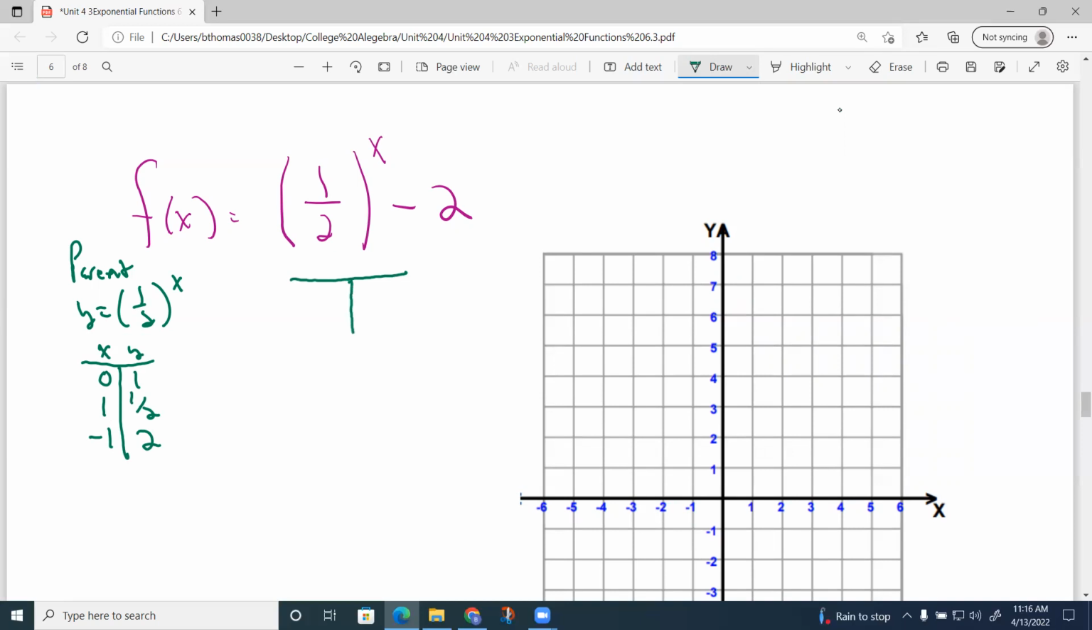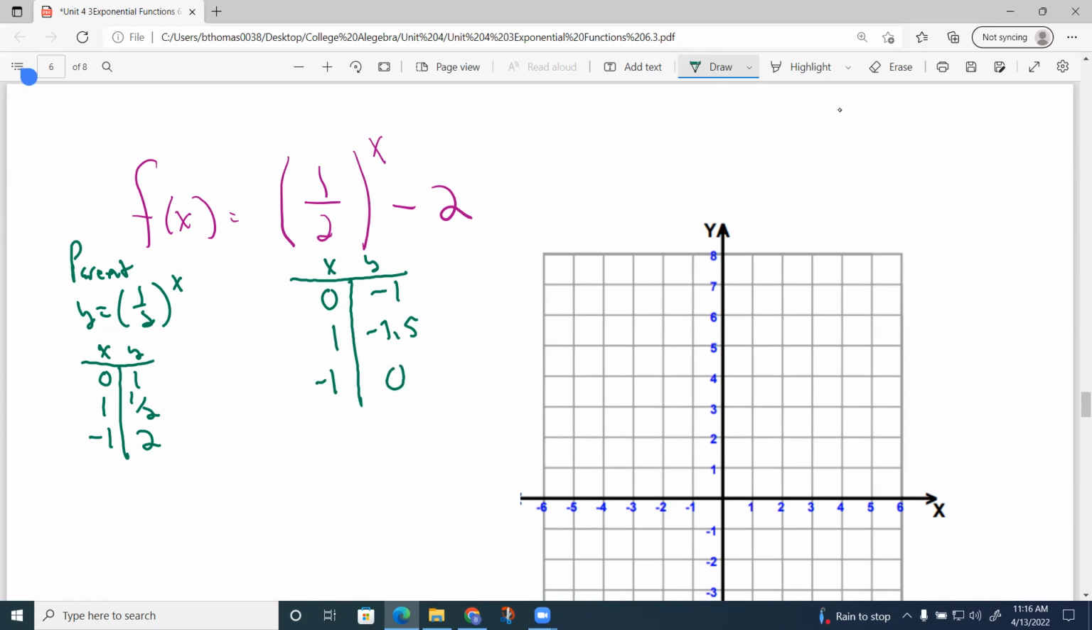And then in graphing our new function, the only thing I'm seeing is this -2 on the outside. There's nothing really affecting the x values at all. So there's just this vertical shift of -2. So the x values actually stay the same, 0, 1, and -1. But I have to shift all my y values down too. So 1 take away 2 would be -1. 1/2 take away 2 would be -1.5. And 2 take away 2 would be 0. So that would be my new ordered pairs in graphing this function.